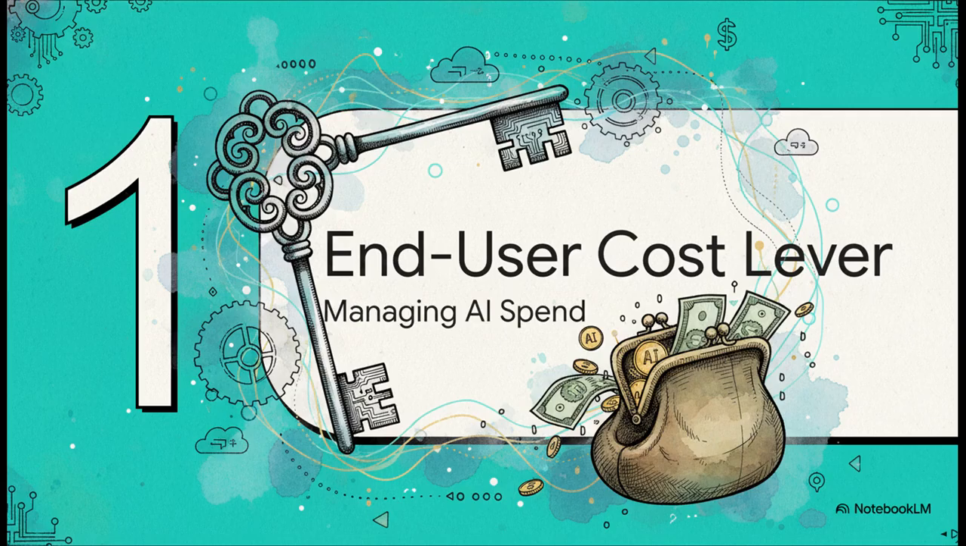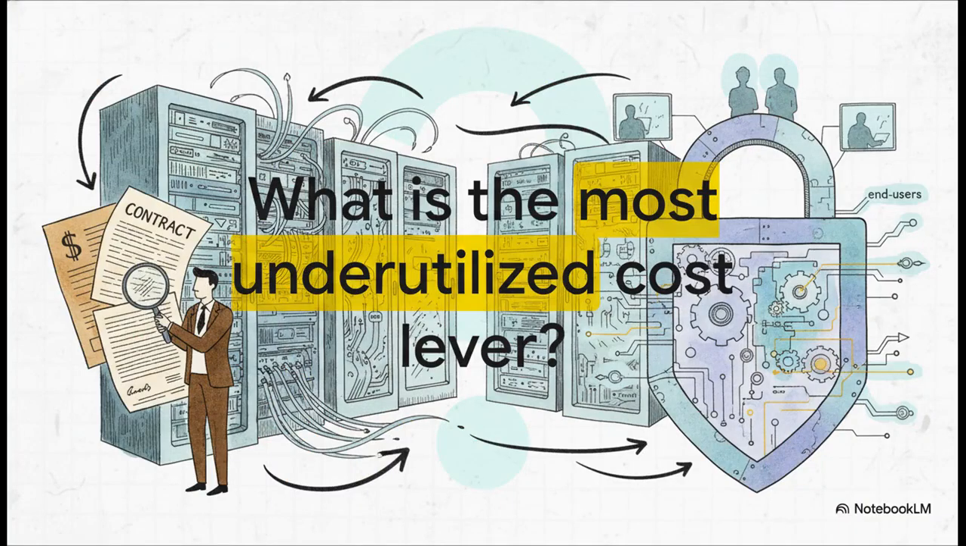So let's kick things off with section 1, the end user cost lever. Now, organizations spend a massive amount of time letting their platform engineers optimize infrastructure, right? And they have procurement teams aggressively negotiating enterprise contracts to optimize the backend beautifully. But we really have to stop and ask ourselves, what is the absolute most underutilized lever in AI cost optimization? Like, what are we totally missing while we're so hyper-focused on the vendor level?